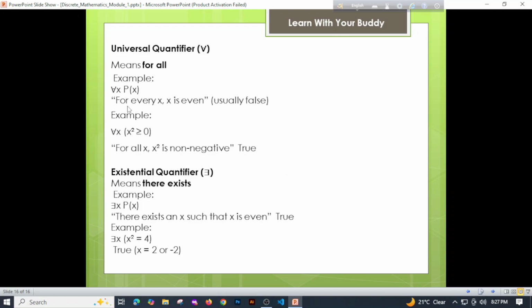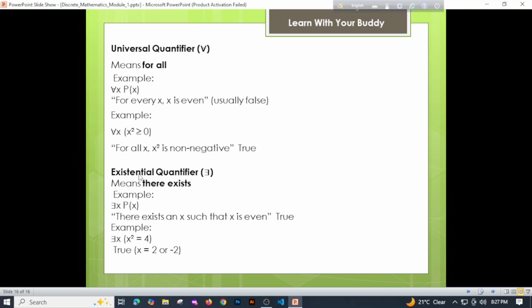Now the universal quantifier means for all. For every x, x is even, that is false, and for all x, x squared is non-negative, that's true. If you are not getting it, just remember this and we will solve and practice more about this.